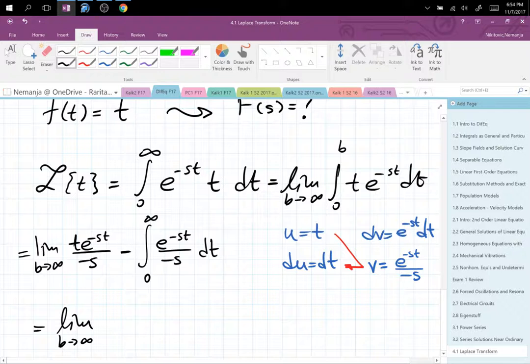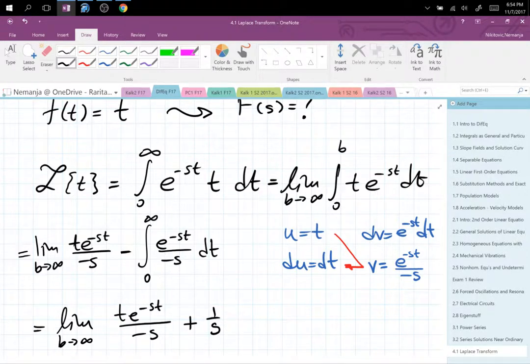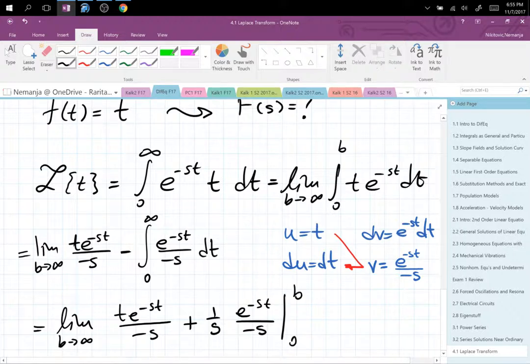So now we have te^(-st) over negative s. Negative and negative will give me positive here, right? We have 1 over s, and then when you integrate this, remember, I kicked this 1 over s out because it's a constant. We're integrating with respect to t. I kick 1 over s out, and then I integrate this one, I get e to the negative st, again a negative s in the denominator. All of this from 0 to b.